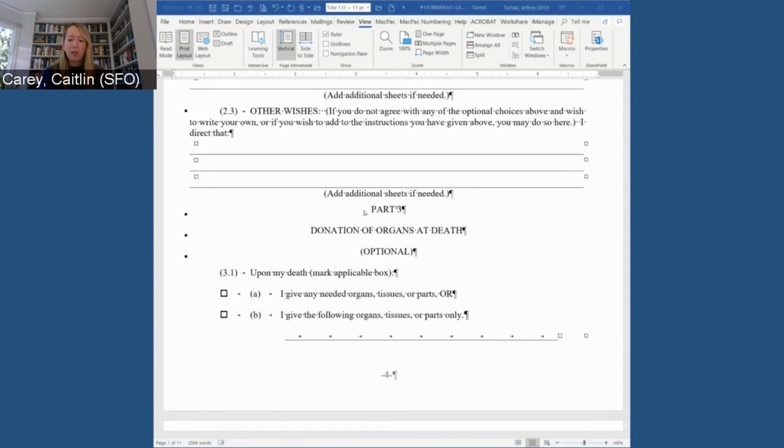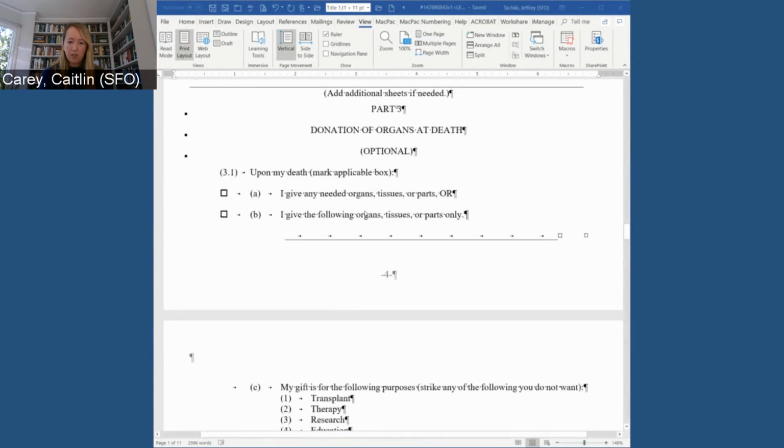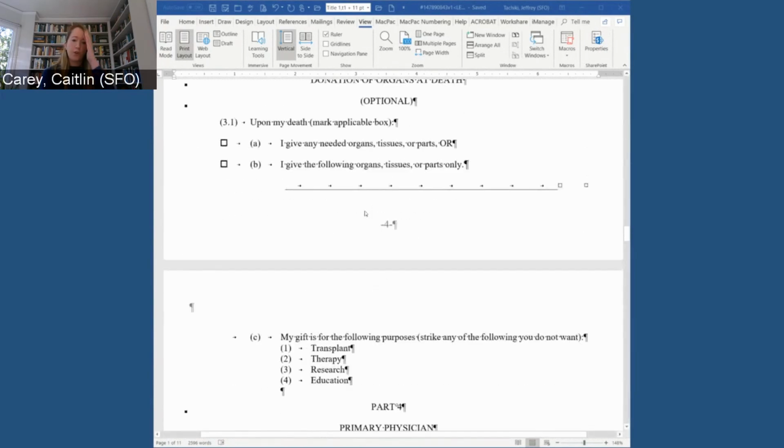And then part 3 at the bottom of the page is organ donation. So if you do not wish for your organs to be donated, then you should write that somewhere near 3.1 and in black and white state, I do not want any organs, tissues, or body parts of mine donated, and initial it. If you are comfortable with donation, you can check either A or B.